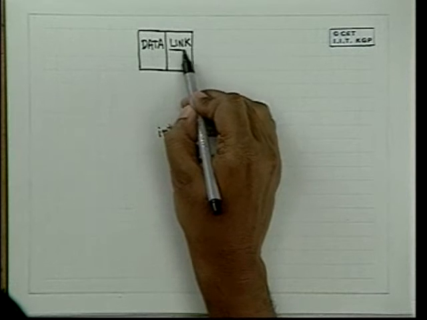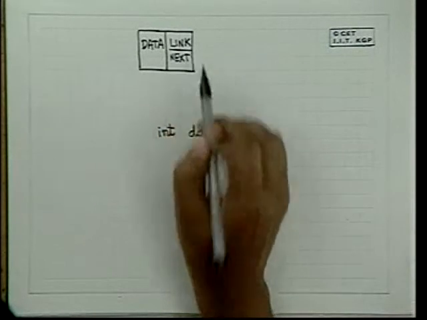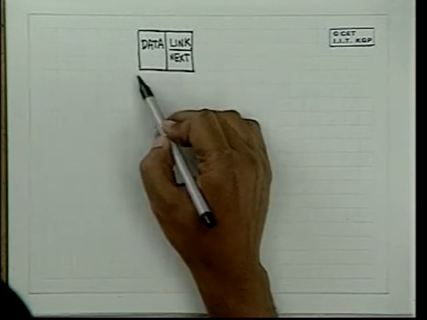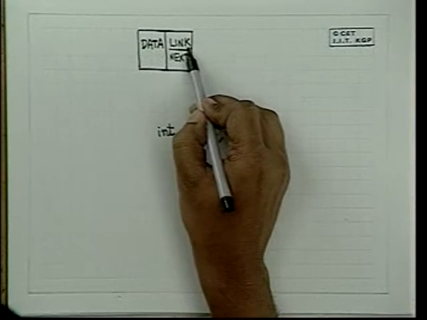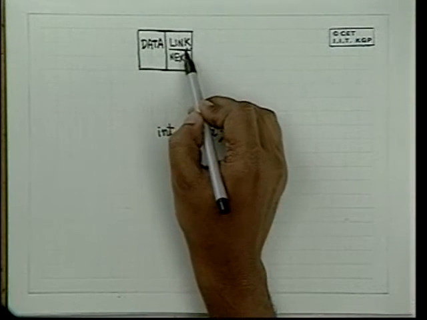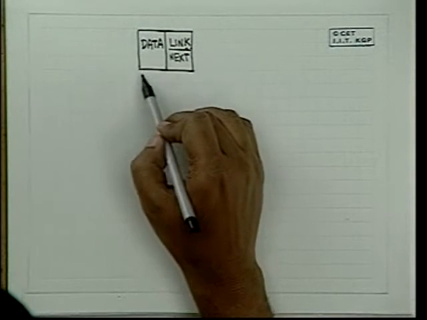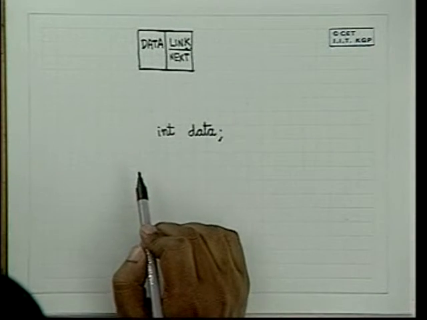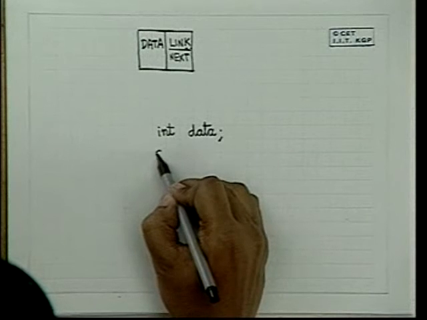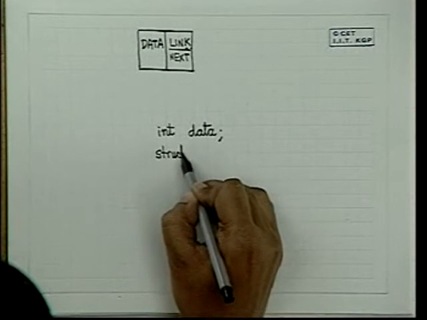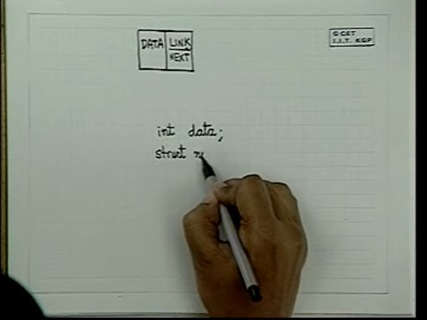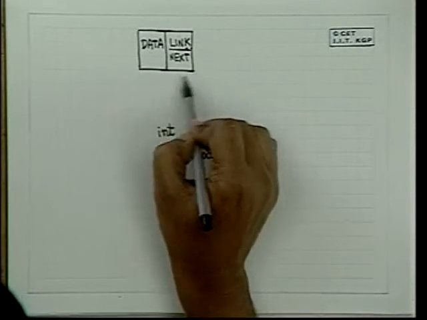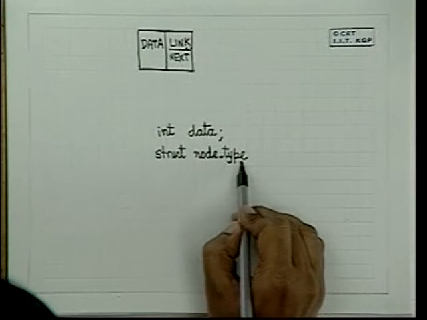and corresponding to this link or next, let us call it link or next, any one of them, this will have a declaration which is a pointer to a structure of this type. This field is a pointer to a structure which is of the same type as this. So now we end up with a recursive definition of such a structure. So this will be struct, say node type. If this structure is node type, then this will be a pointer to that.